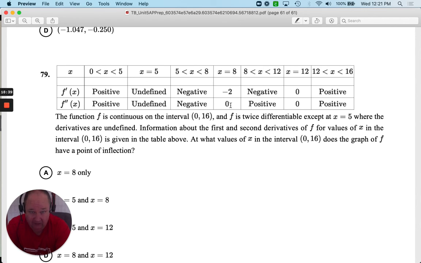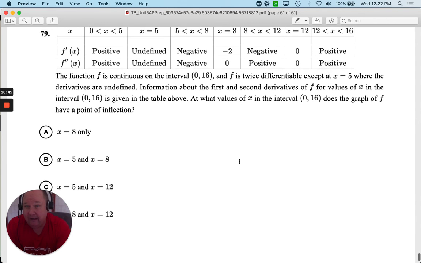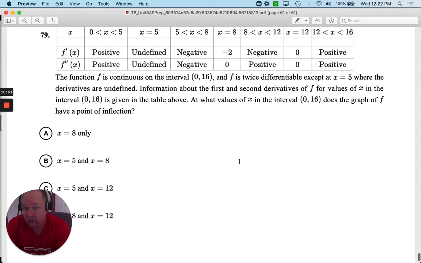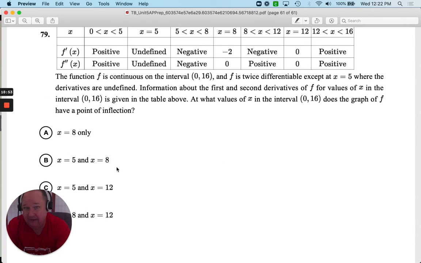So at 8, the derivative is 0 or undefined. Both of that gives a point of inflection. Look at the last one. The sign doesn't change. So when I look at that, where are the 2 points of inflection? And the answer is 5, and the answer is 8. That's because the sign changes for the second derivative around those two numbers.